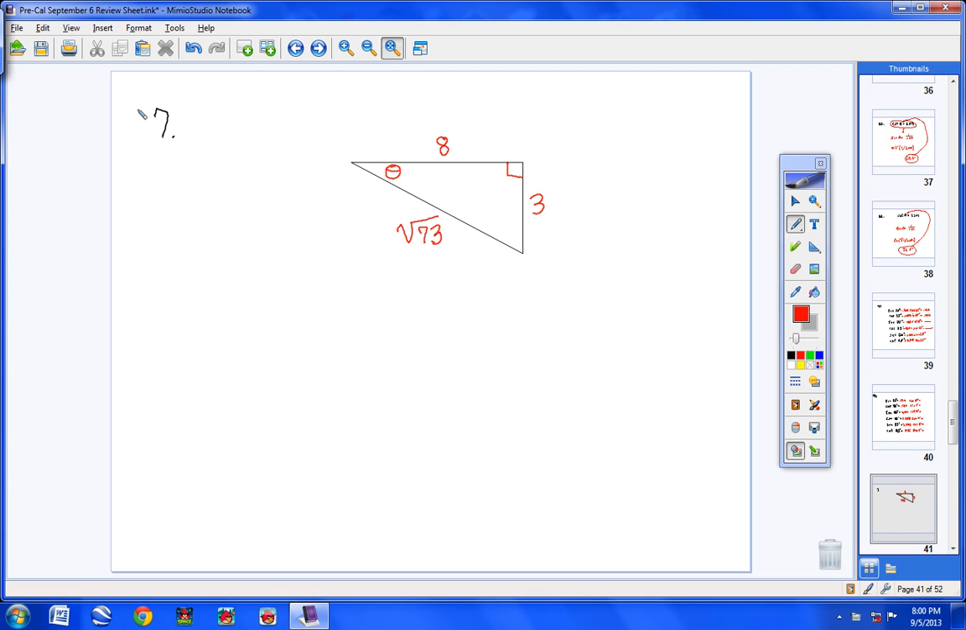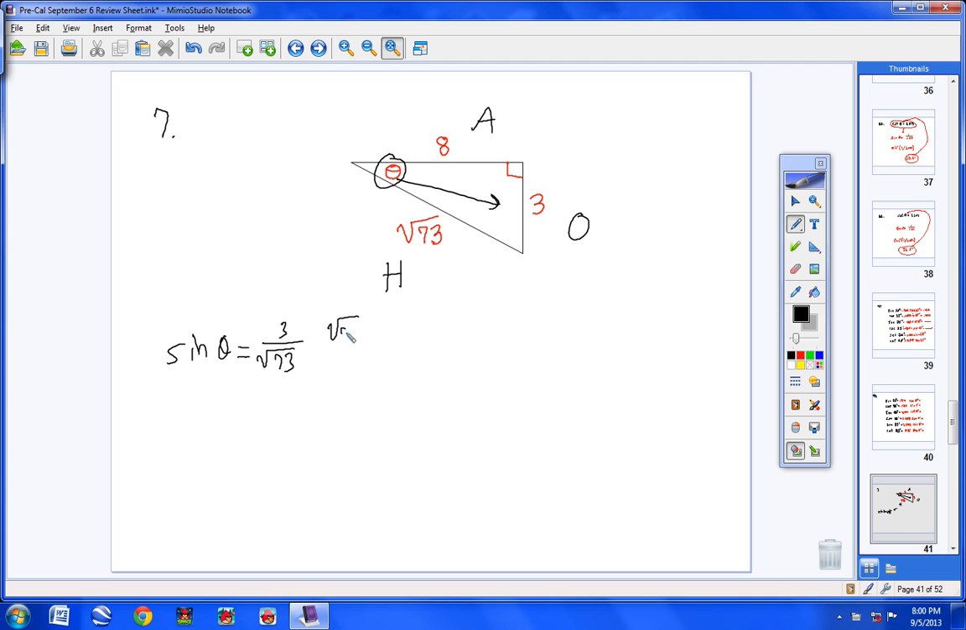All right, number 7 says find the 6 trig functions of theta. So here's theta. Go straight across. This is your opposite side. This is your hypotenuse. This is your adjacent. And here we go. The sine of theta, opposite over hypotenuse. That would be 3 over the square root of 73.